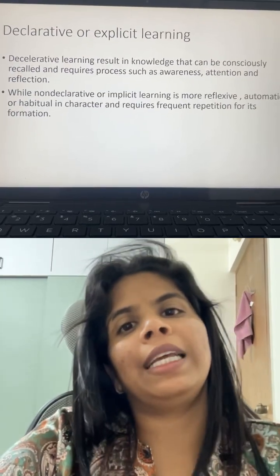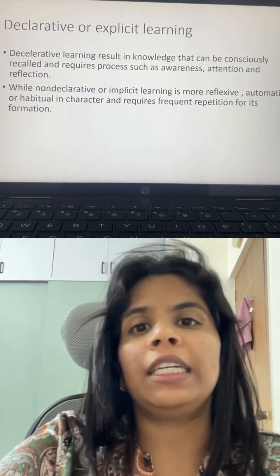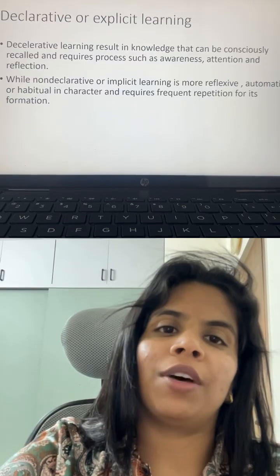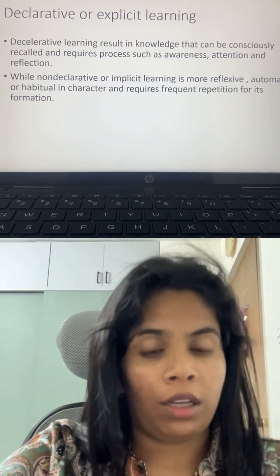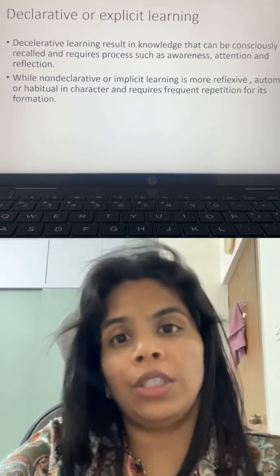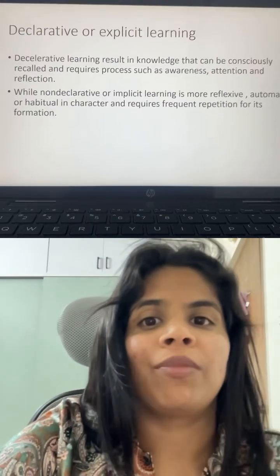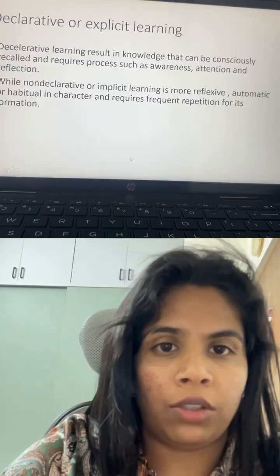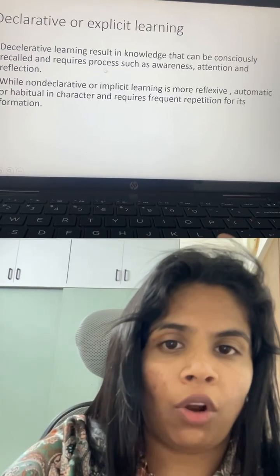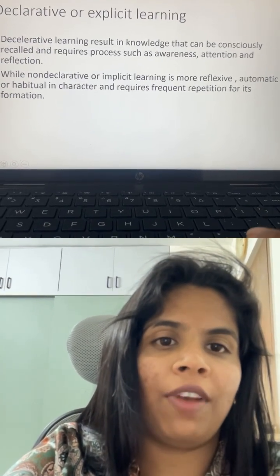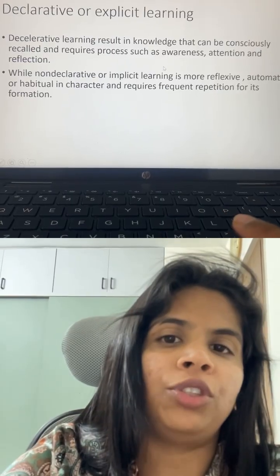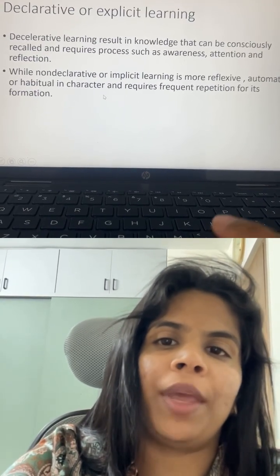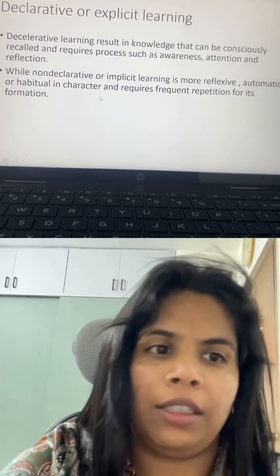Let's learn what is declarative or explicit learning. Declarative learning results in knowledge that can be consciously recalled and requires processes such as awareness, attention, and reflection. We have seen procedural learning, which is the opposite of declarative learning. While non-declarative or implicit learning is more reflexive, automatic, or habitual in characteristic and requires frequent repetition for its formation. We have already discussed.